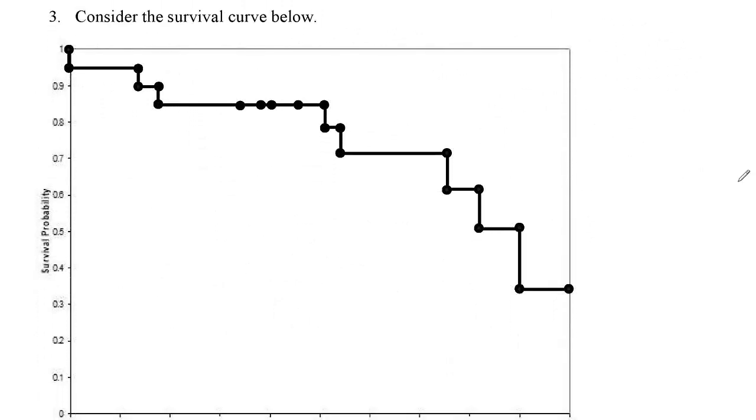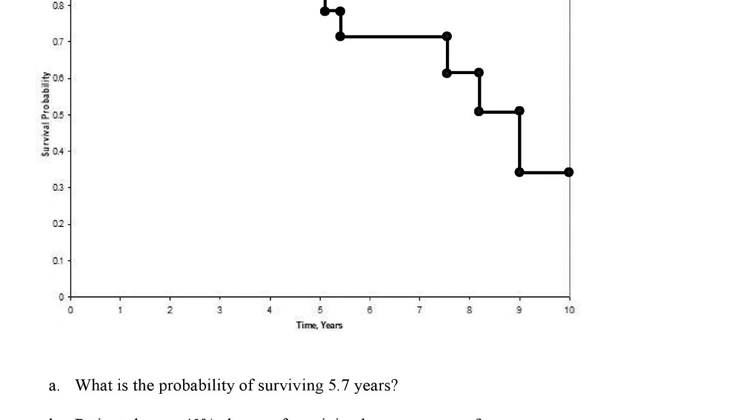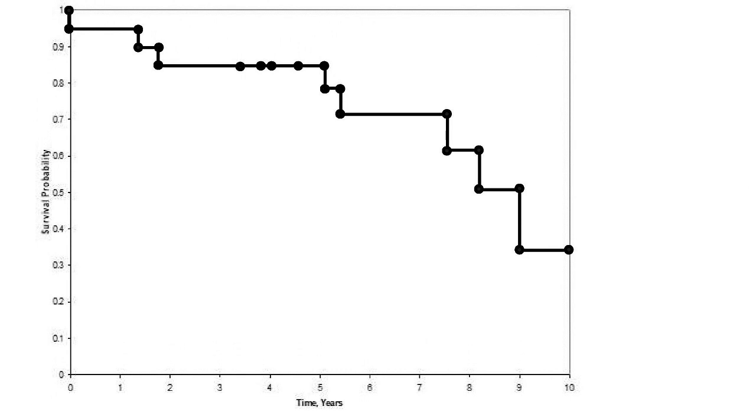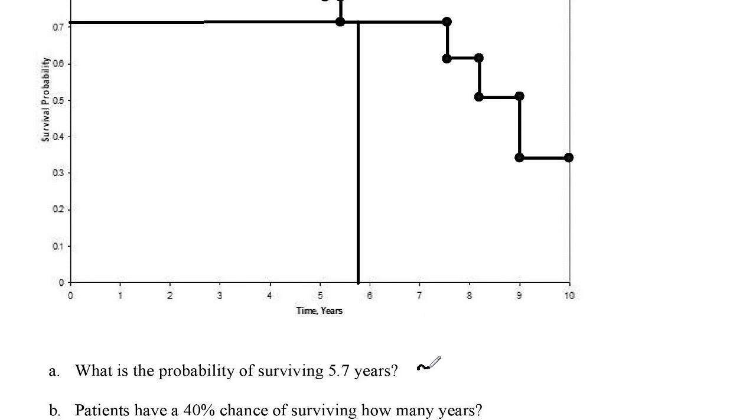And then this is a survival curve. Along the vertical we've got survival probability from 0 to 1, so 0% to 100%, and then time in years from 0 years to 10 years. We're answering a couple questions here. Number 1, what is the probability of surviving 5.7 years? We're given time, we want to find probability. 5.7 years would be about right here. You go up to the curve and you hit at this level, which looks like a little bit over 70%, approximately 0.71.